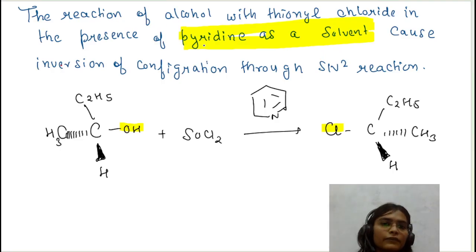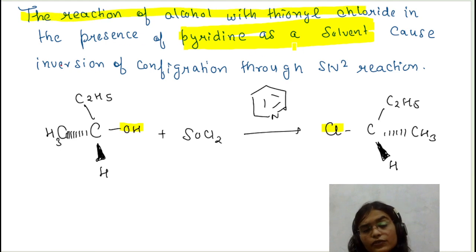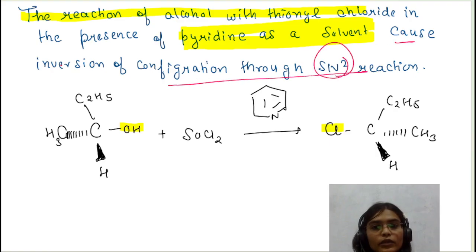Observe this slide here. Listen, the reaction of the alcohol with thionyl chloride in the presence of pyridine is a really very important point. We are using pyridine as a solvent. Yes, there is a reason why we are using pyridine as a solvent: it causes inversion of configuration through the SN2 mechanism.